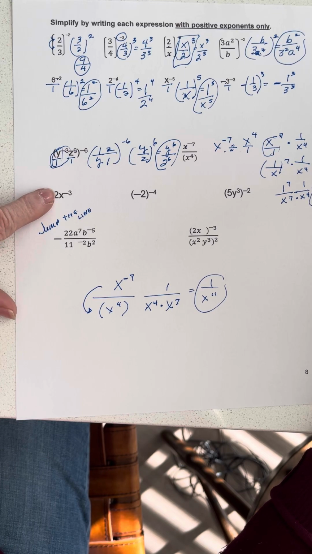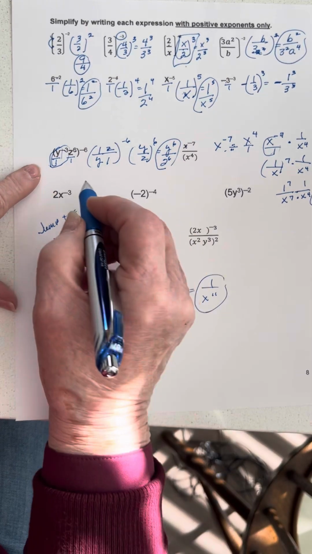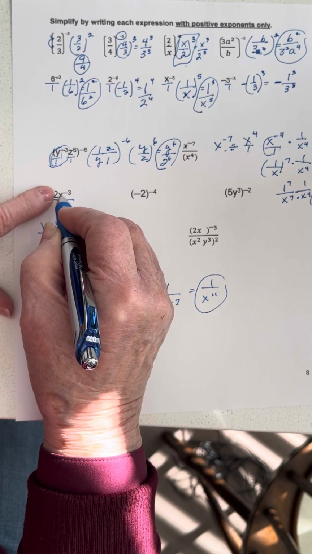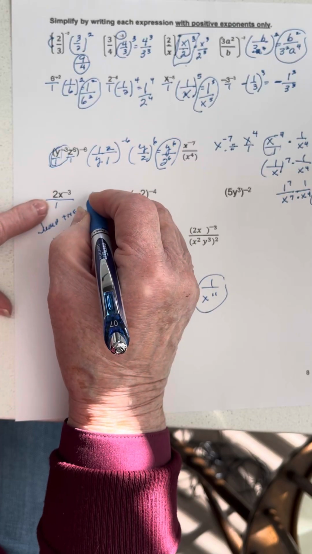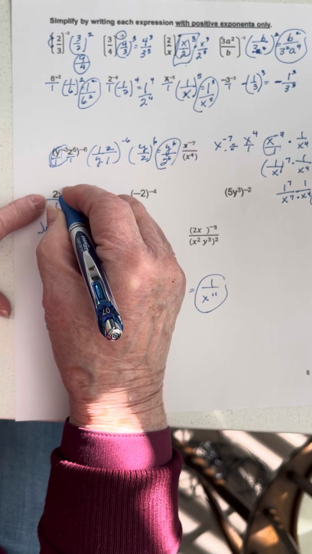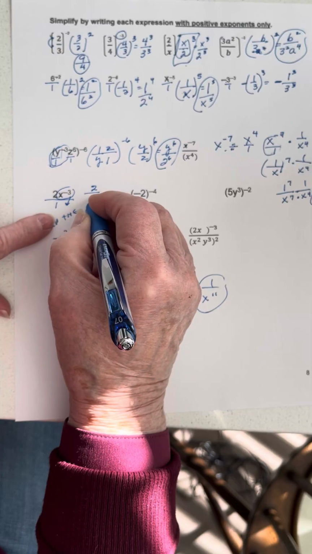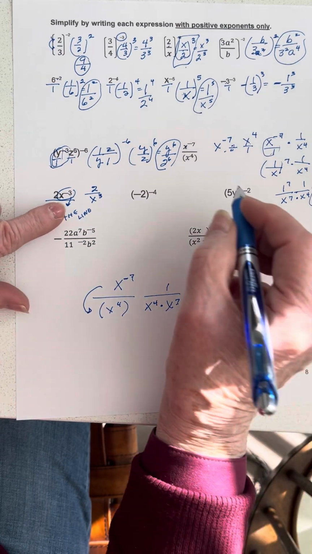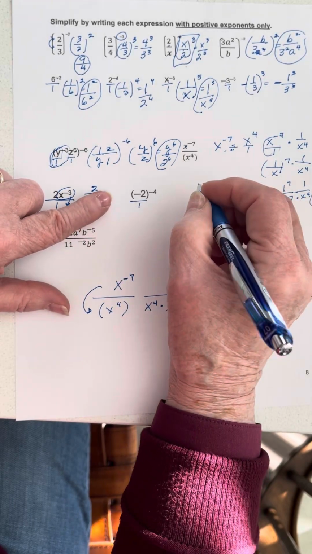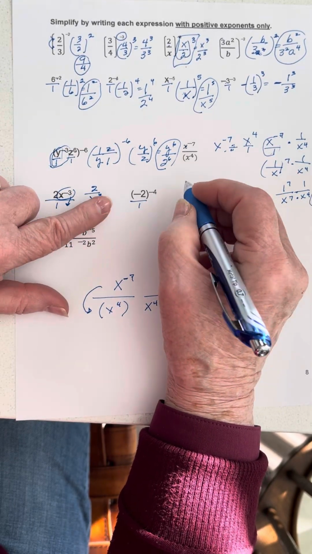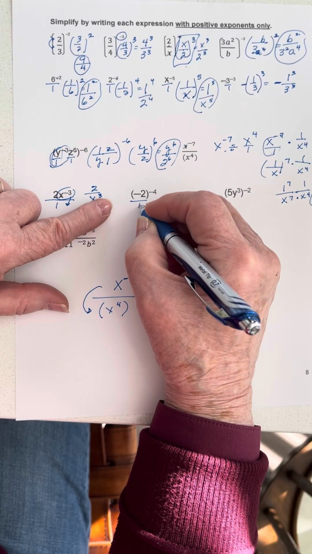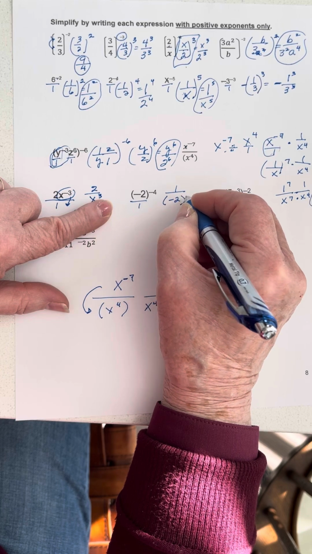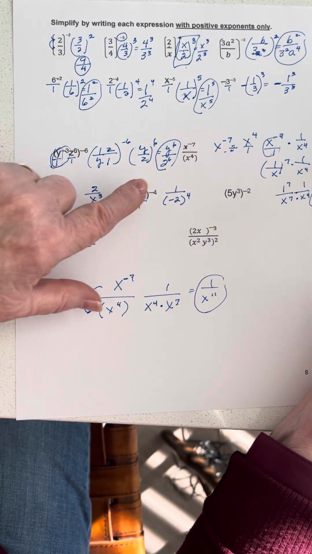Okay, let's look at this one. Now, what we know is this negative exponent only controls the x, so we're going to leave the 2 on the top, and this is going to jump the line. Same thing here. We're going to flip this, and it's going to be the positive 4th power.